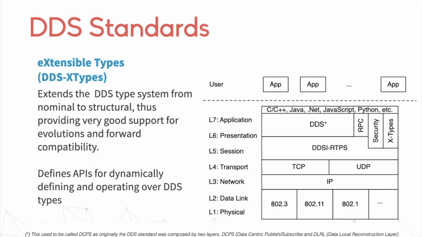So if we look at the X Types standard, as I mentioned before, it was a major innovation for DDS because the DDS type system used to be nominal. So in DDS, two types to be compatible had to have the same name and had to be identical in structure. Going forward with X Types, the DDS type system was changed to become a structural type system.